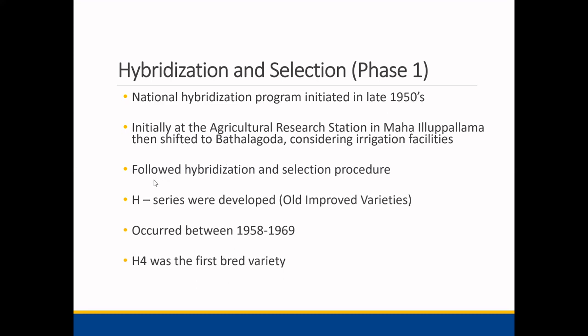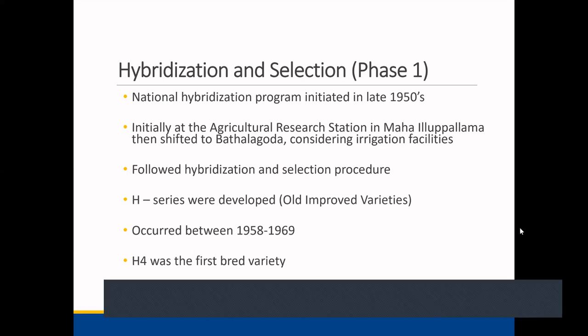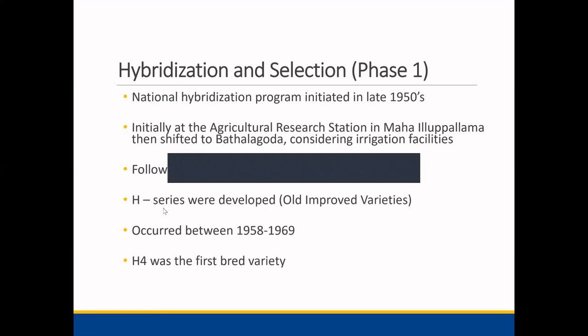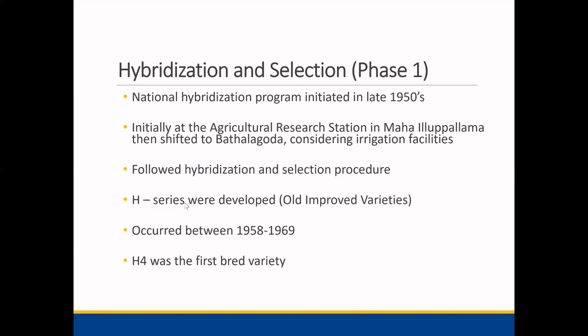Okay. So as I explained, they followed this hybridization and selection process. In the first step, phase 1, they developed the H series. This H series were called old improved varieties. This occurred between 1958 and 1969. So this is the time period of phase 1 of hybridization and selection in rice, where they developed the old improved varieties.